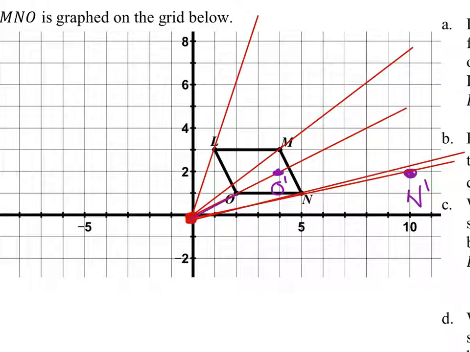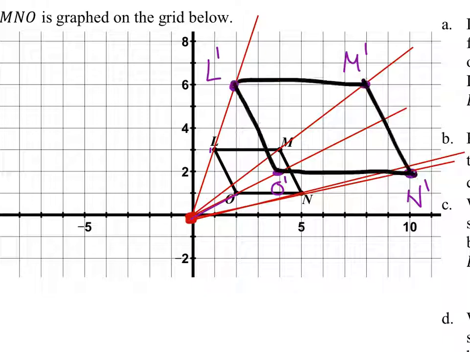Same with L, that's up 3 to the right 1, so we'll go up another 3 to the right 1. That's this point right here, L prime. And M prime, the same idea, up 3 to the right 4, up 3 to the right 4, this point. M prime. Let's connect these. And now we've enlarged that twice as big. And it looks very nice.